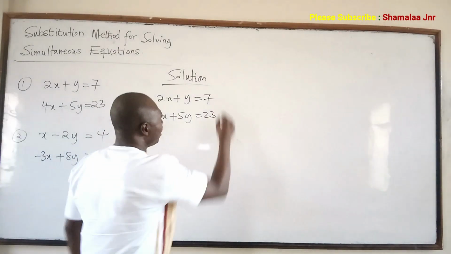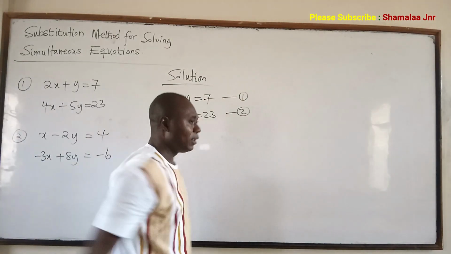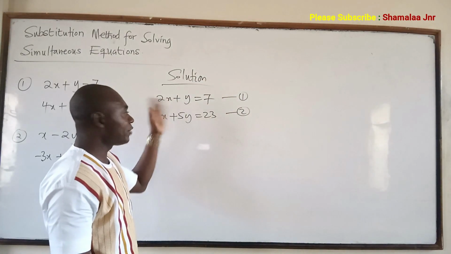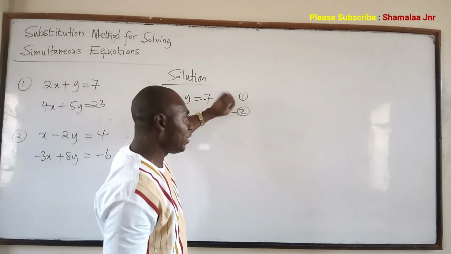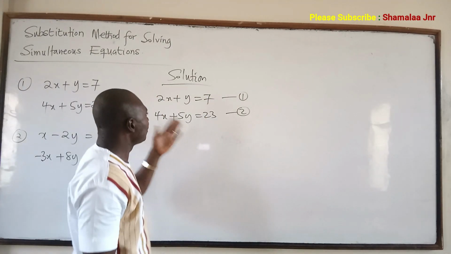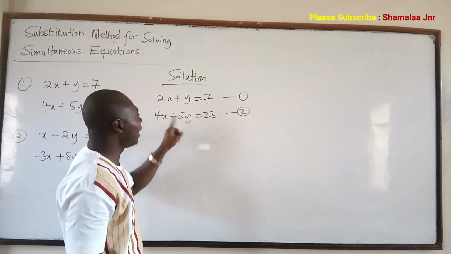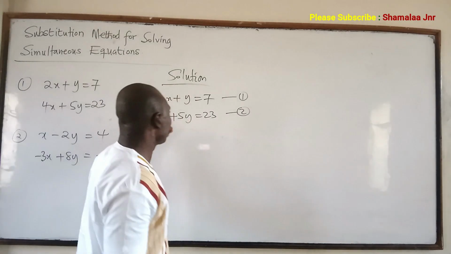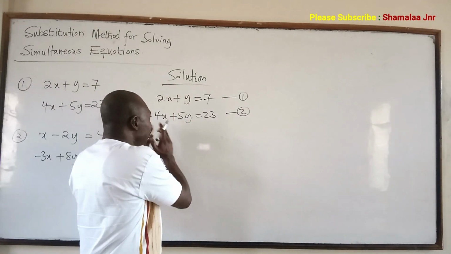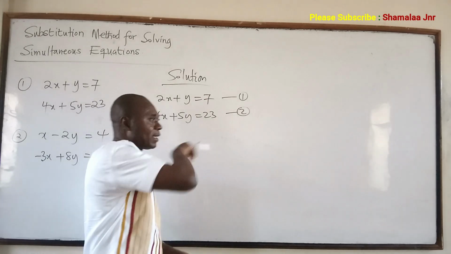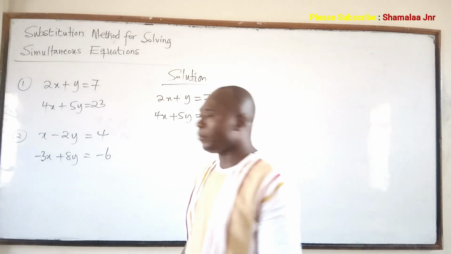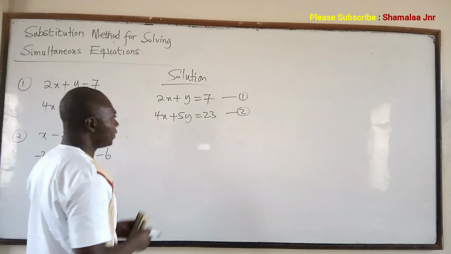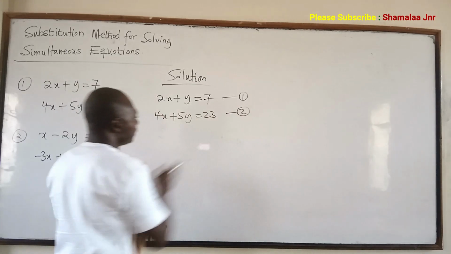Now let's call this one equation number 1, and this one equation number 2. This is how the substitution method is done. You try to make one of the letters, you see you have x and y, the subject of one of the equations. Then you substitute it into the other equation to solve for the other variable. When you get a value for one of the variables, you do back substitution to get the variable you made the subject of one of the equations.